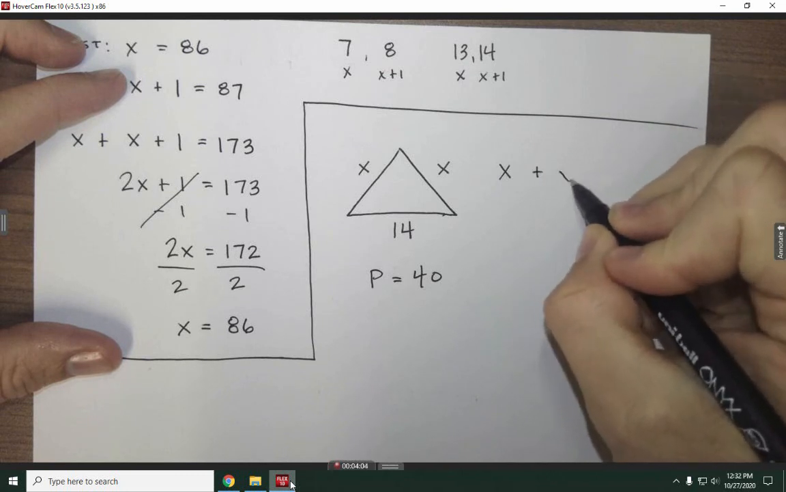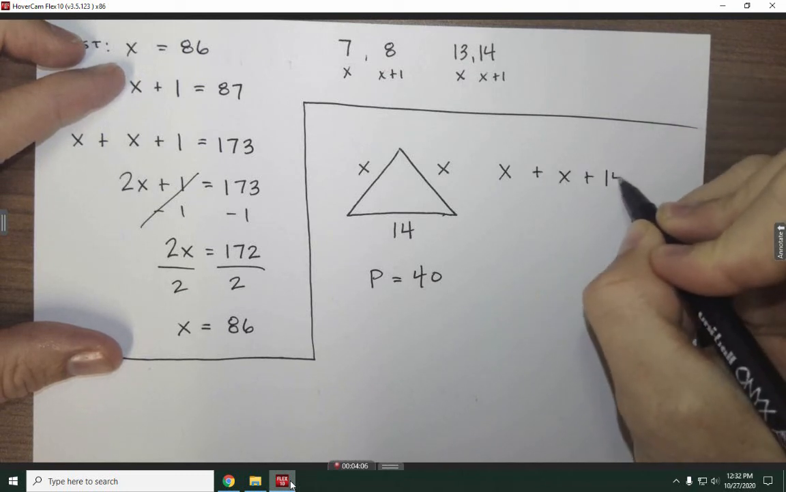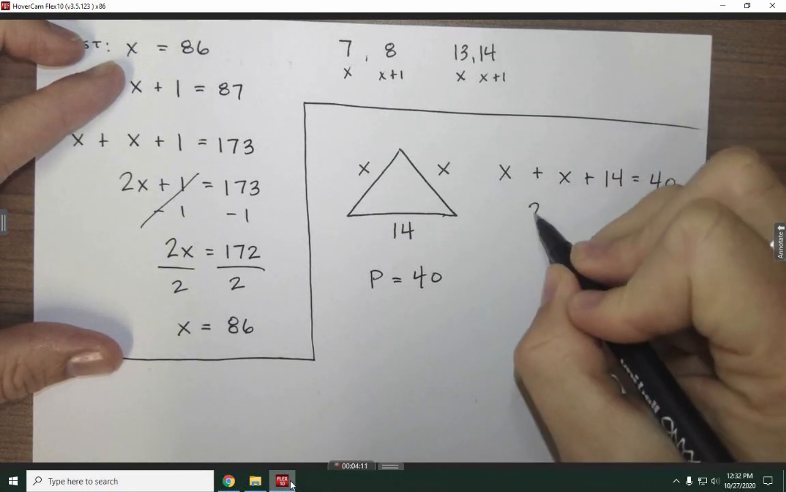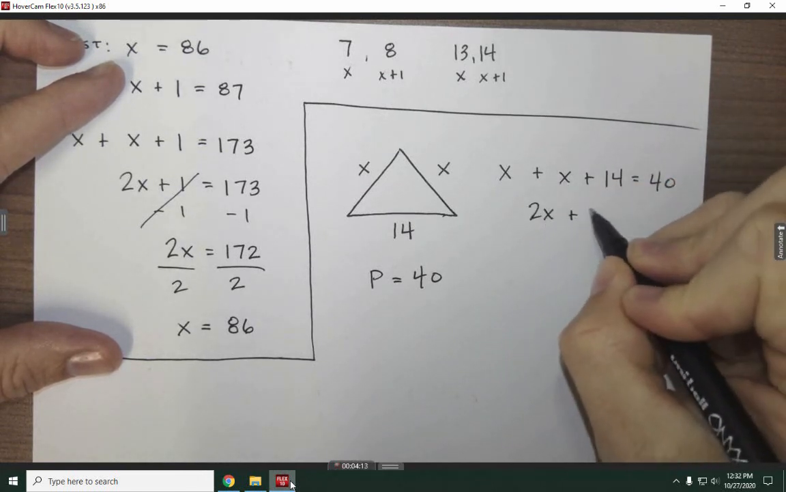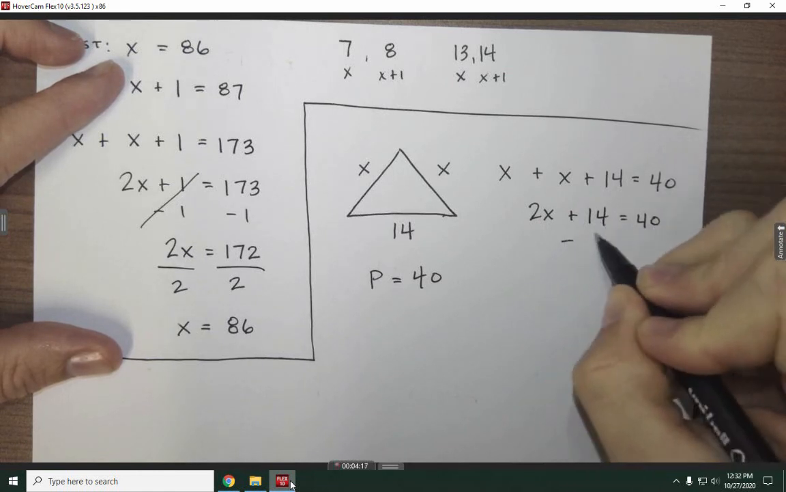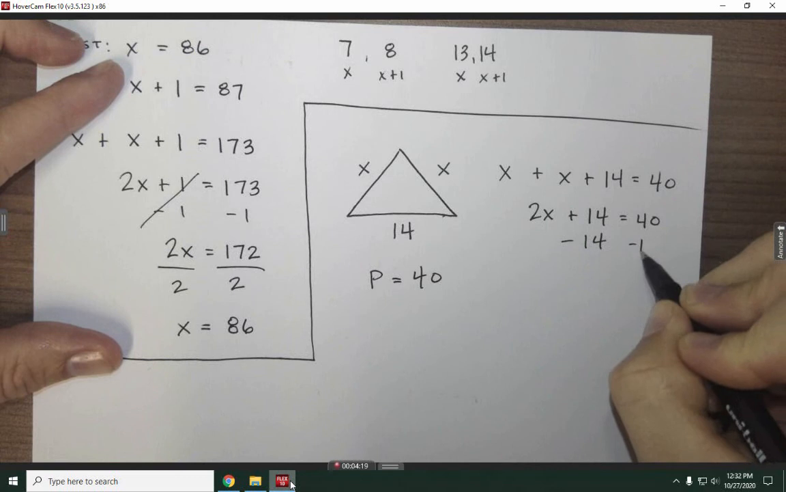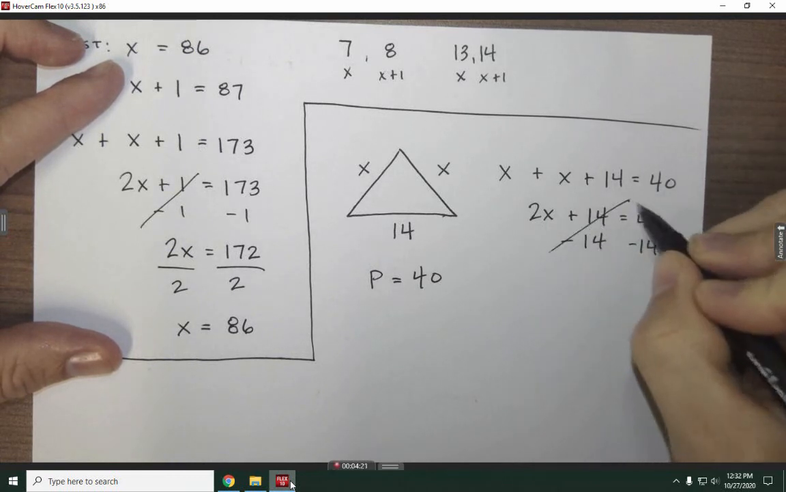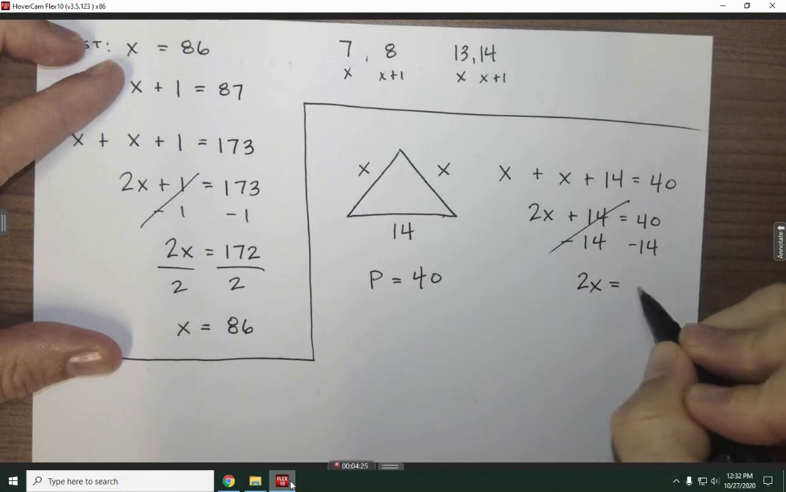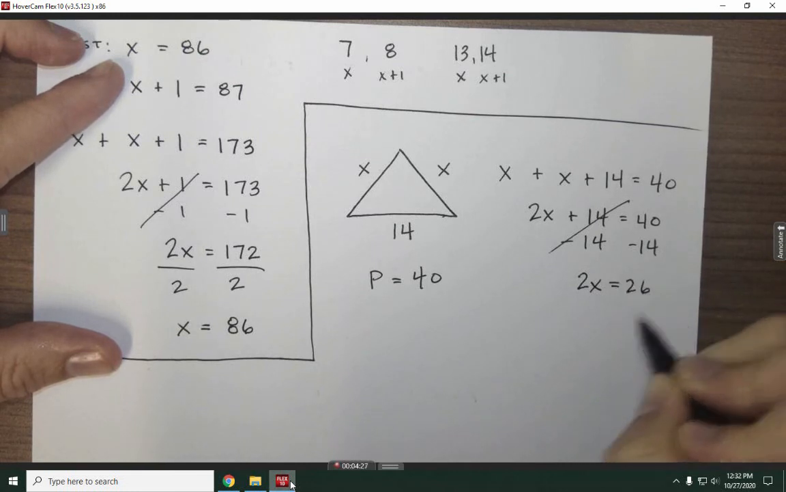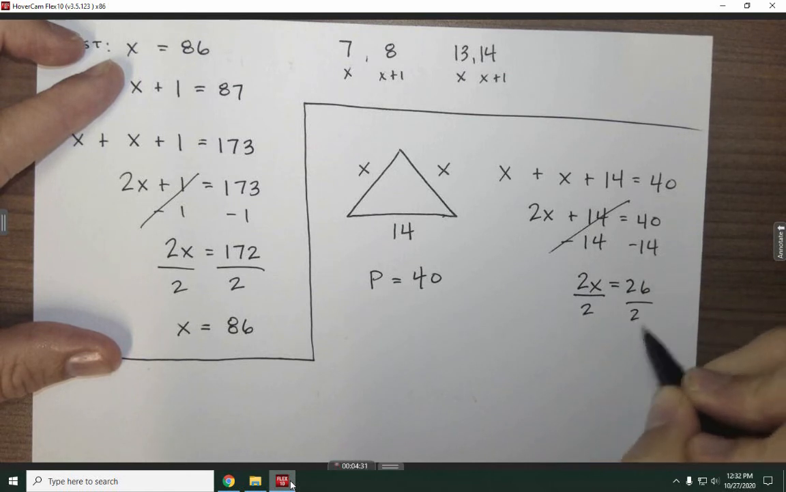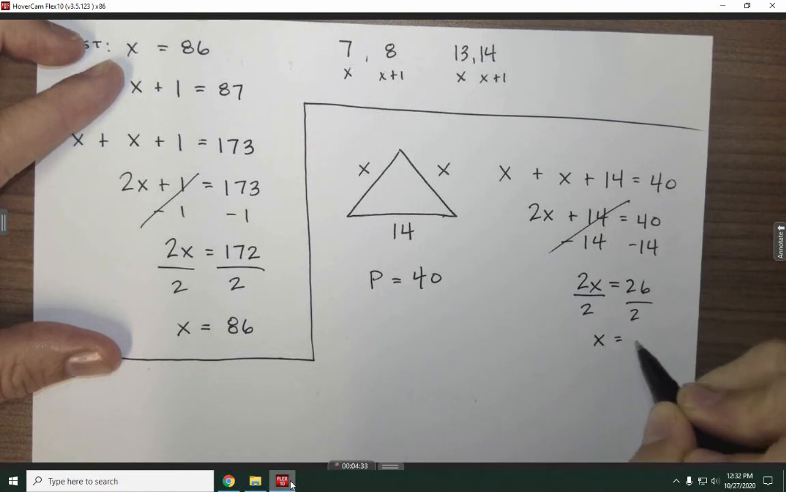So basically what we're doing is we're adding up all these, and it should be equal to 40. So x plus x plus 14 equals 40. Now we have two of these x's. And so then we can minus this 14 on both sides to get rid of it, because we're adding that. We always do the opposite. And so we get 2x equals 26. Then we divide both sides by 2 and find out that each one of those sides equals 13.